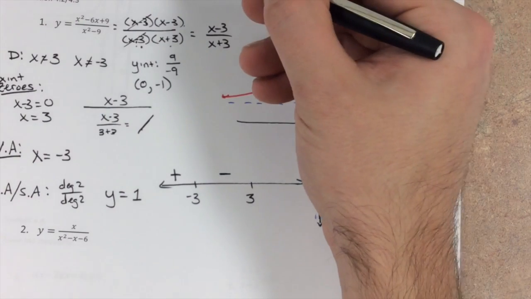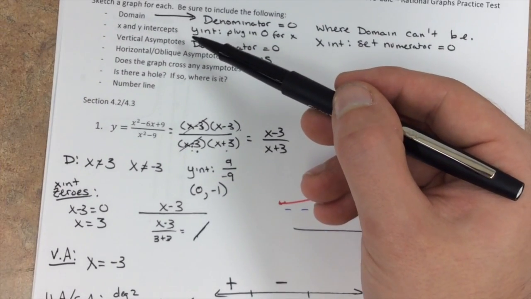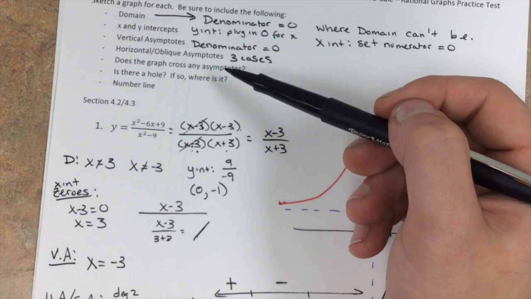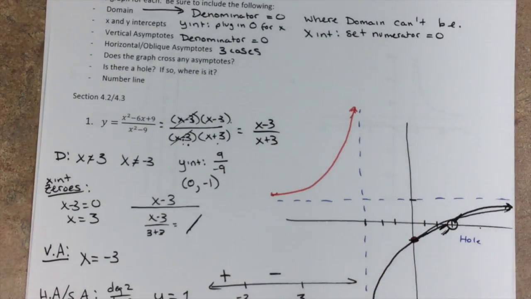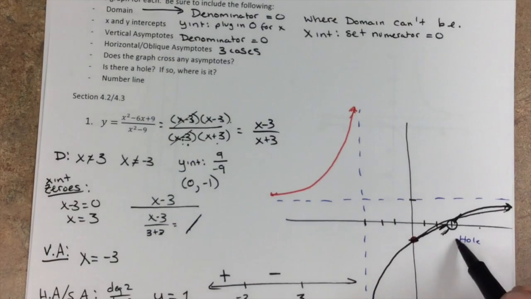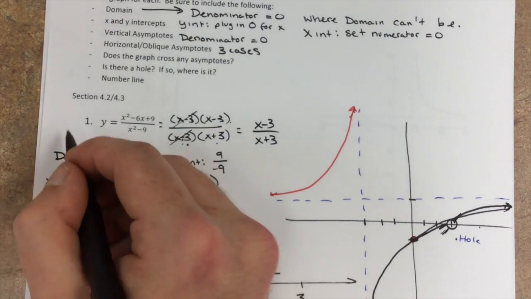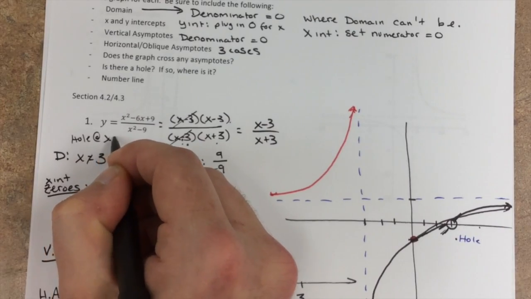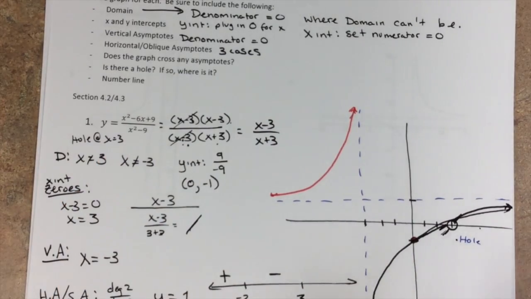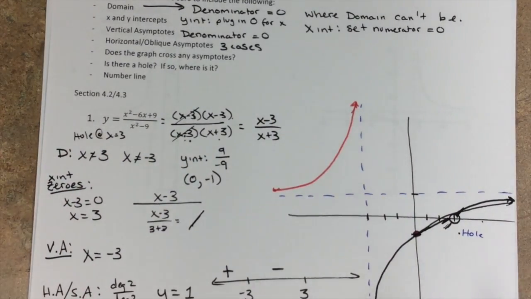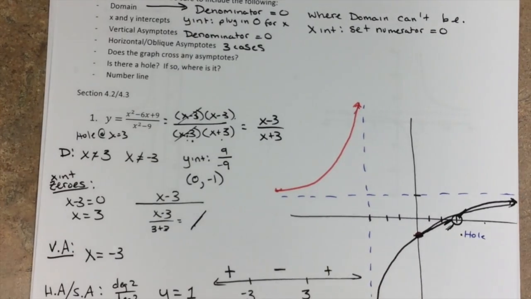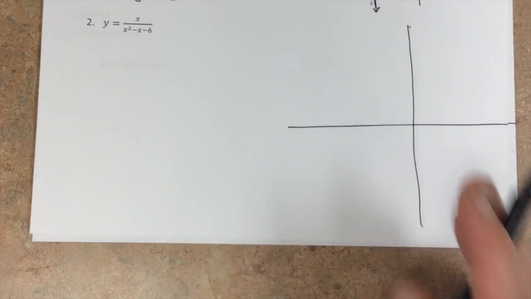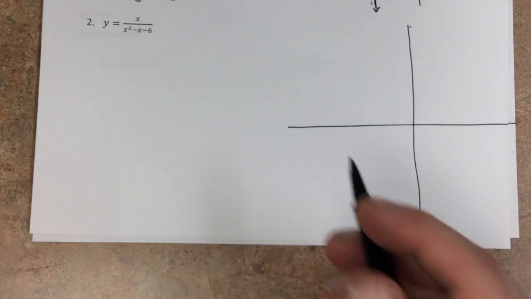I found the domain, the x and y intercepts, the vertical asymptote, the horizontal asymptote. Does the graph cross any asymptotes? Does not cross here. Is there a hole? Yes, there is a hole at x equals 3. And then we have our number line. Let's try one more and see what we get.